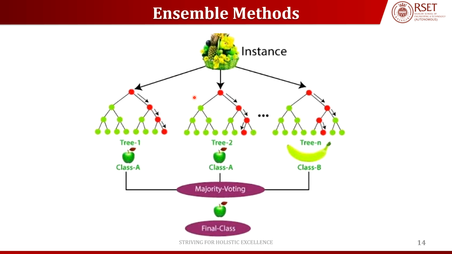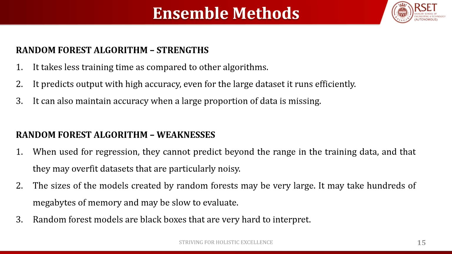Now this is a great visual of how the final prediction is made. Imagine we have a new data point represented by the instance at the top. We feed this instance down through all the decision trees in our forest. This is a fruit classification example, and each tree gives its own prediction. In this example, tree 1 and tree 2 are predicting class A, which is the apple class, while tree N is predicting class B, that is the banana class. To get the final result, we perform a majority vote of all the tree predictions. Since most of our trees are predicting class A, our final output is going to be class A, the apple class.